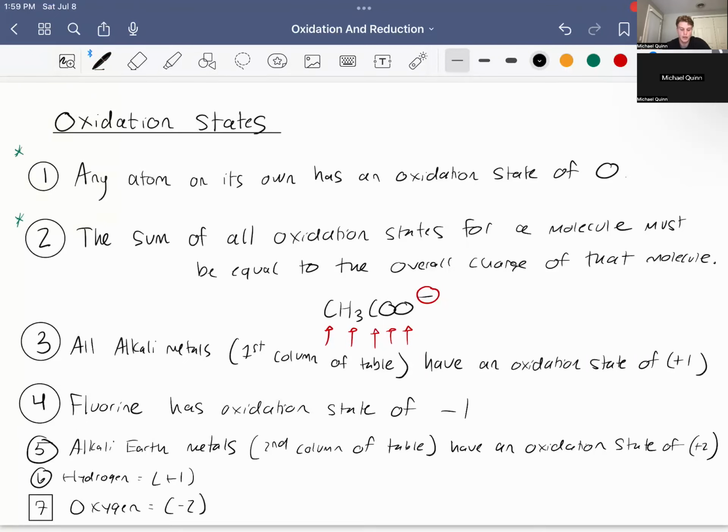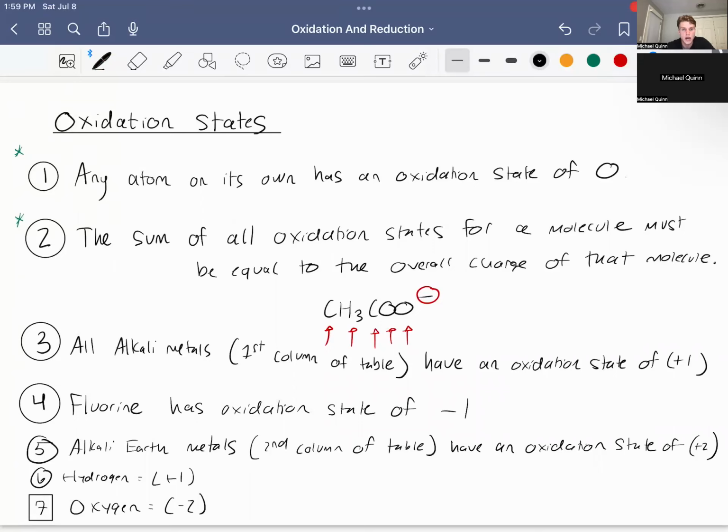So going through these rules, we know that any atom on its own has an oxidation state of 0. The sum of all oxidation states for any molecule must be equal to the overall charge of that molecule. And then going through the table, all alkali metals have an oxidation state of +1. Fluorine has an oxidation state of -1. The alkali earth metals, which are on the second column of the table, have an oxidation state of +2. Hydrogen has an oxidation state of +1, and oxygen has an oxidation state of -2.